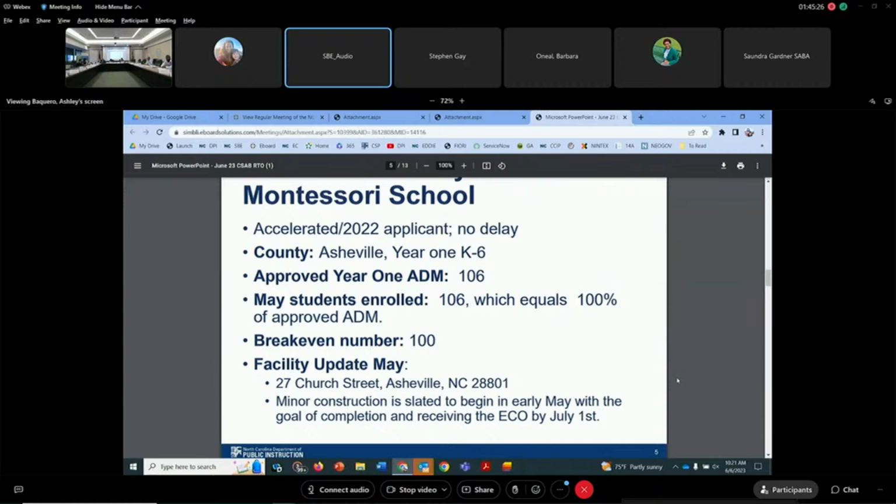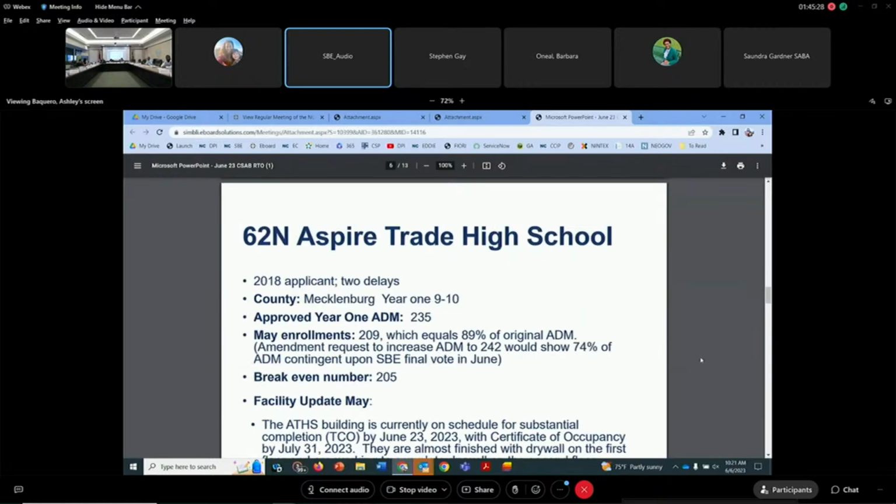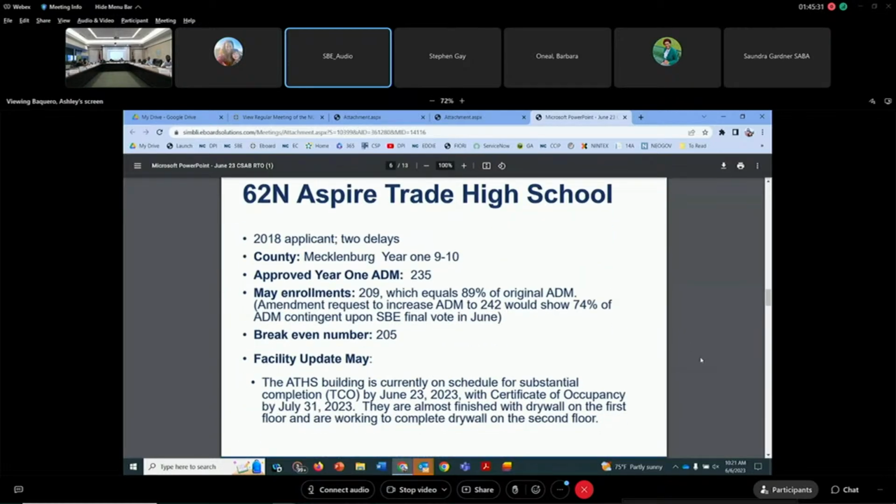The next school, we have Aspire Trade High School. Just got off the phone with them yesterday as well. Jennifer Nichols, their board chair, super confident in their opening plan. Their contingency is that they are also adjusting their calendar at the beginning of the year and towards the end of the year if necessary. They actually plan on having their ECO by July 31st or sooner.